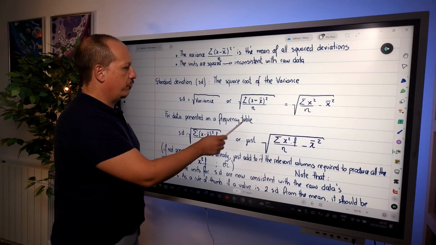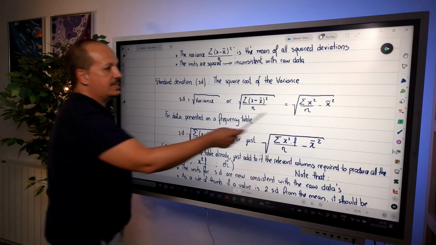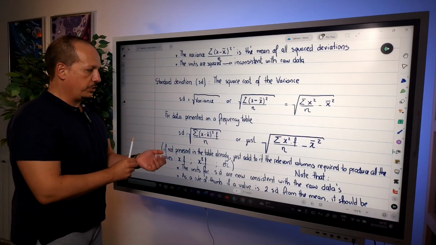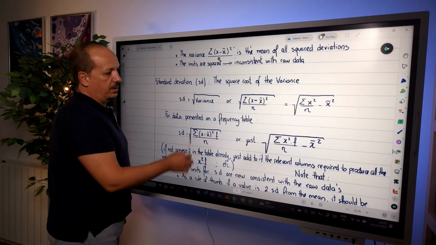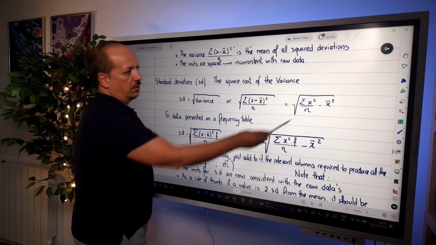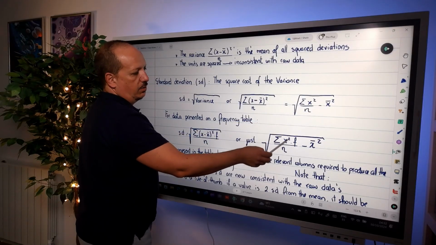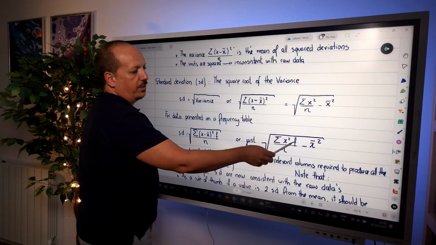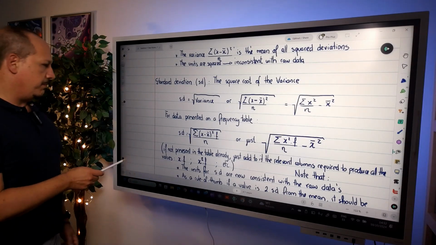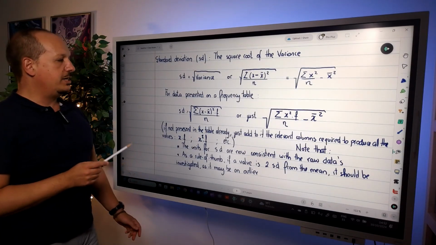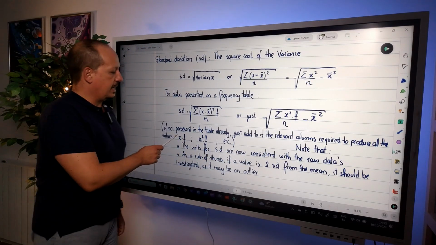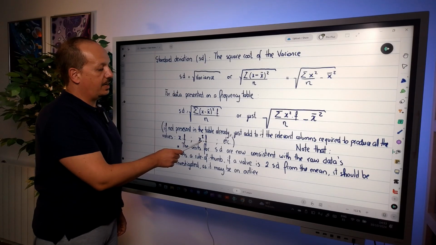Because for a frequency table, when you have grouped data, this suffers a little transformation so you can account for the frequency, and this is what you'll have. You mostly use this version of the standard deviation. Look at it. The only difference is that over here you have to multiply the frequency by the data item squared. If not present in a table already, you just add to the columns the x times f, the x squared times f, etc.